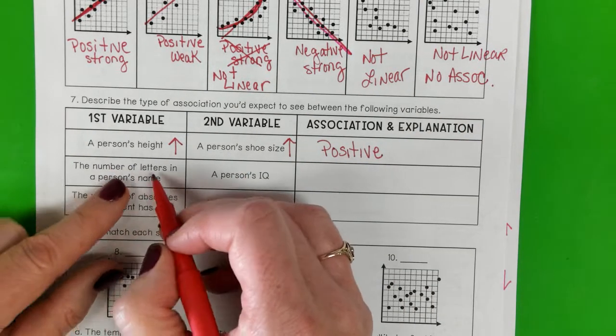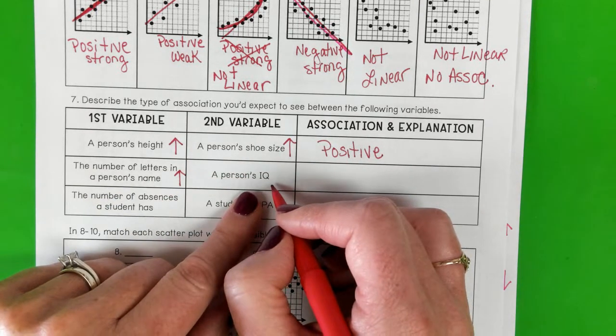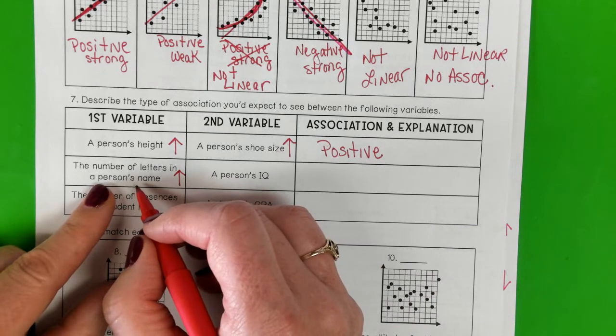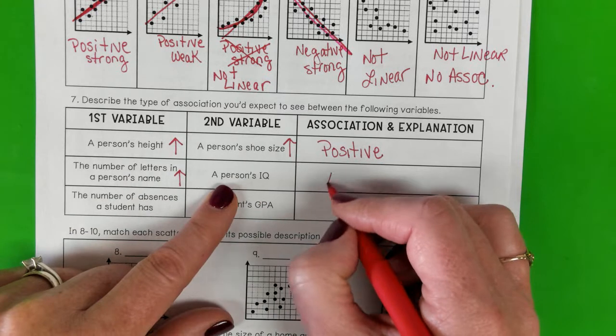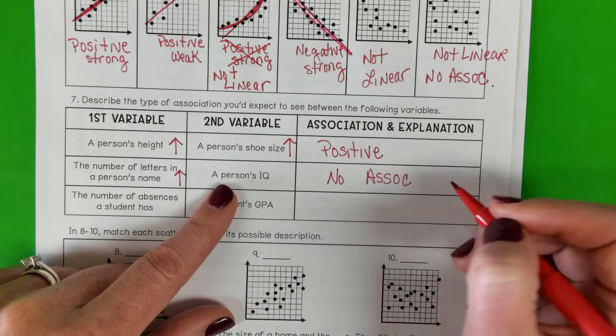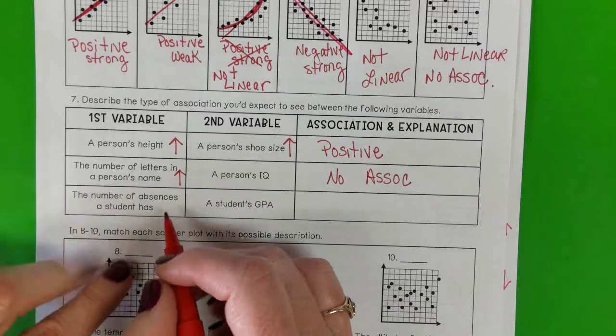Okay, the number of letters in a person's last name. So as it goes up, is a person's IQ going to go up or down based on the letters in their last name? I mean, I hope not, because I have a really short last name. This is going to be no association. There's not going to be any relationship. If we were to graph that data, we would see points all over the place.